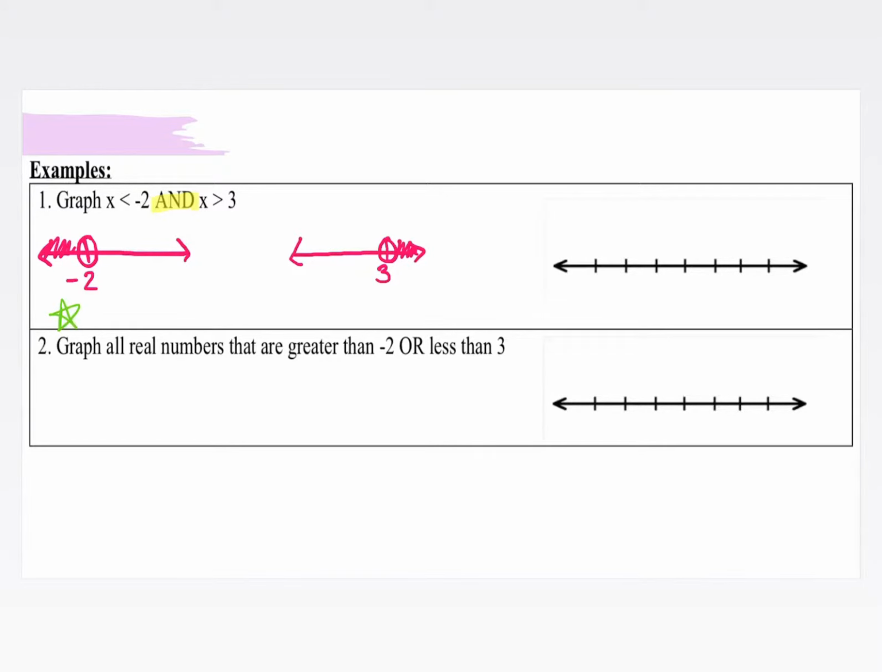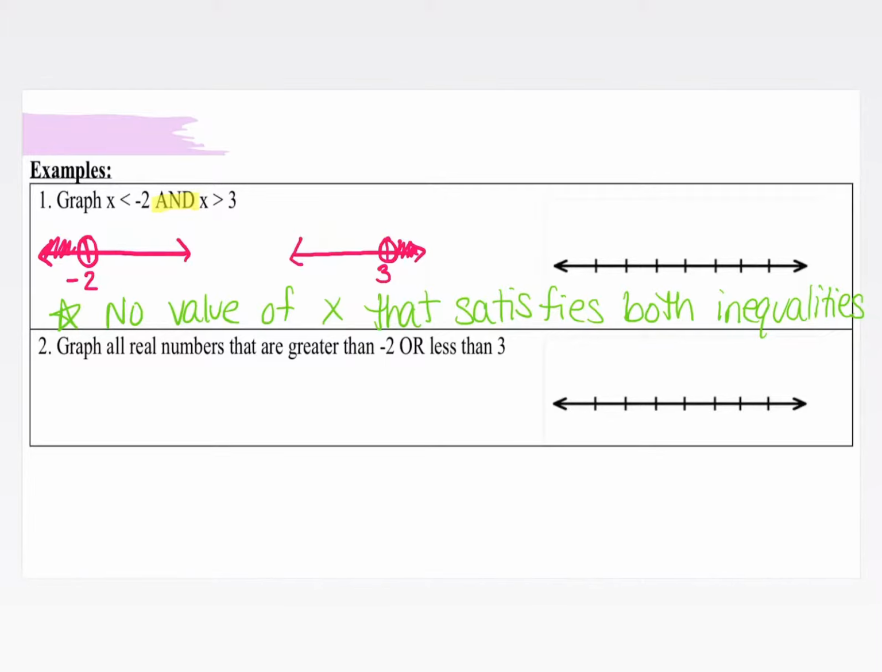No, there is actually no value of x, I should say that satisfies, not an English teacher, that satisfies both inequalities. So on our graph of -2 and +3, this is actually just no solutions.